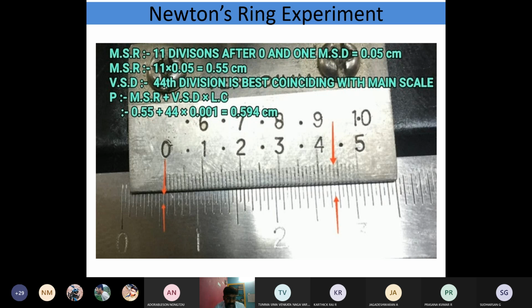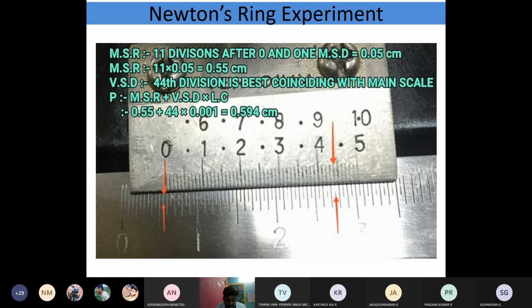If your vertical wire is in the n+3rd position, for example, this is the position for that particular n+3rd ring. So you have to consider this 0, and you have to see where this 0 is located in the main scale. Here, from the main scale, the first point is 0, then 1, then 2. In between 0 to 1, we are having 20 divisions. So each division is 0.05 centimeter.